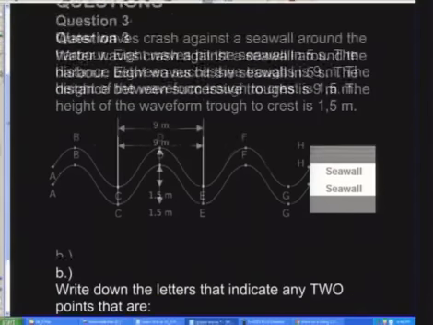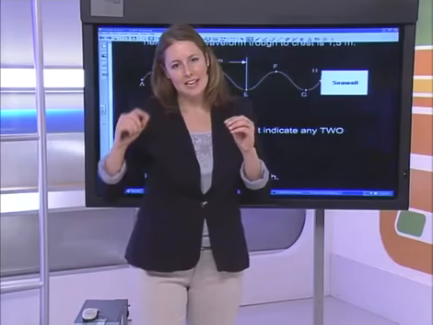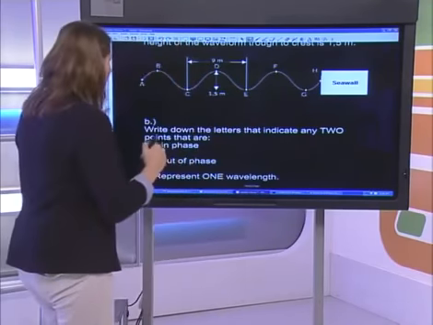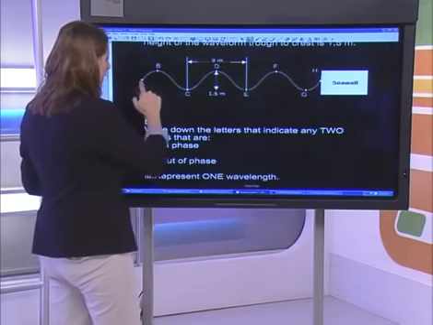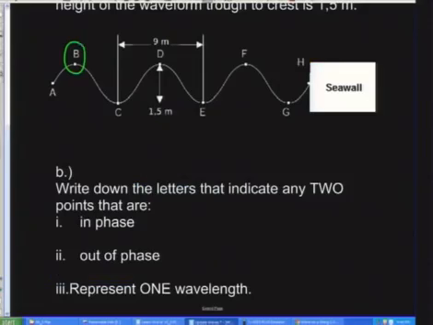Next question. We've got the same diagram. Write down the letters that indicate any 2 points that are in phase. Now, in phase means that they're at the same point and they're going to be moving in the same direction. So let's have a look. We've got lots of points here. I'm going to pick one here. D, that point there would be moving downwards. So B and D are going to be going downwards. So those 2 points, B and D, are in phase.